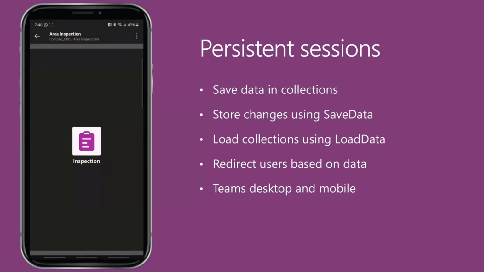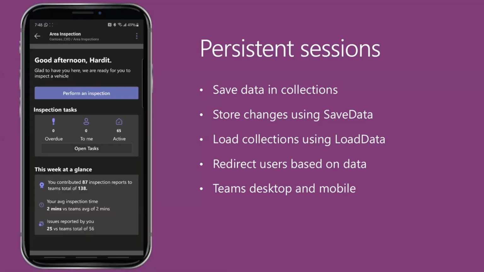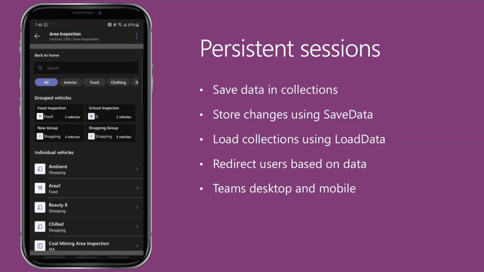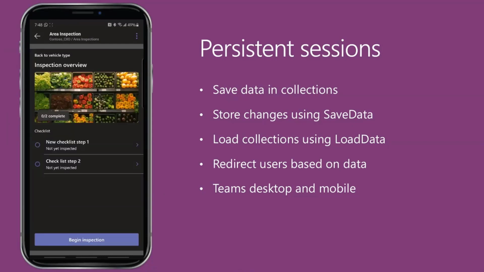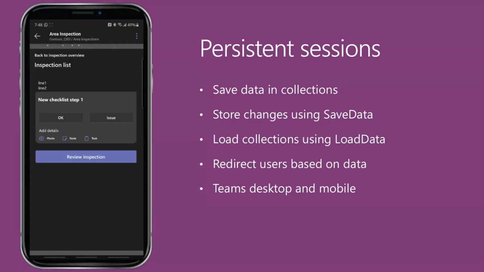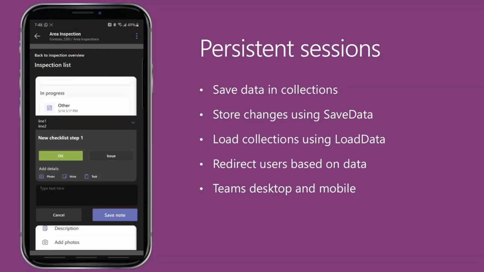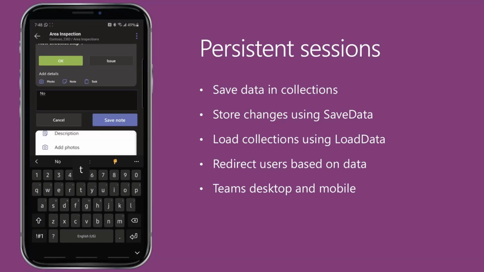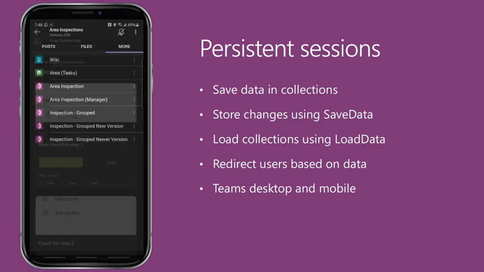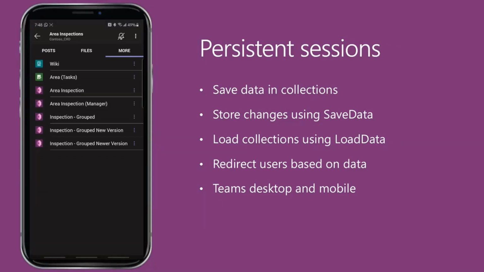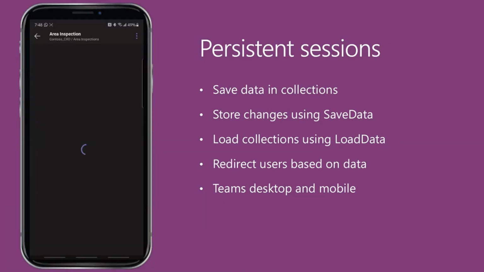So I'm going to do the same thing. I'm going to start an inspection. I will select area, start the inspection now, and then record the findings for the first step. So I'm going to mark this OK, add a note, and then save it. And then I'm going to navigate out of this app, go to another tab or another chat, doesn't really matter. And then I'm going to go back into the app and see what happens.